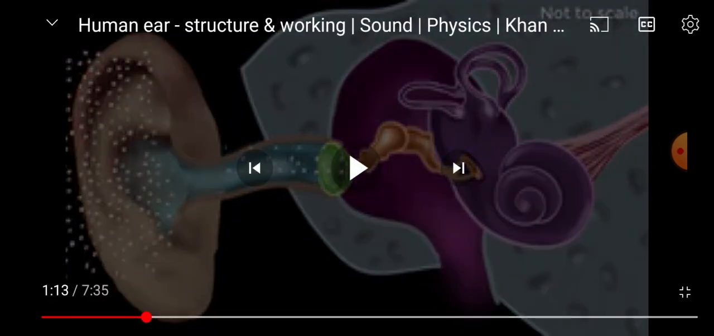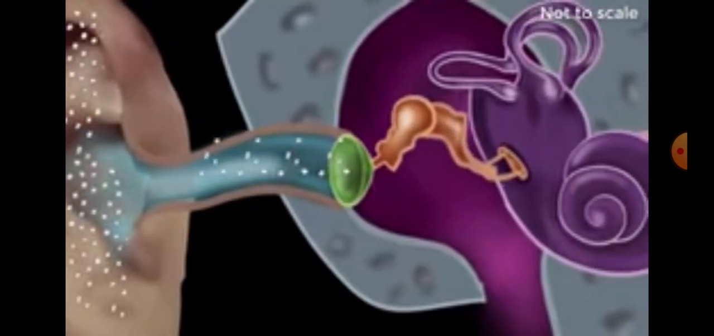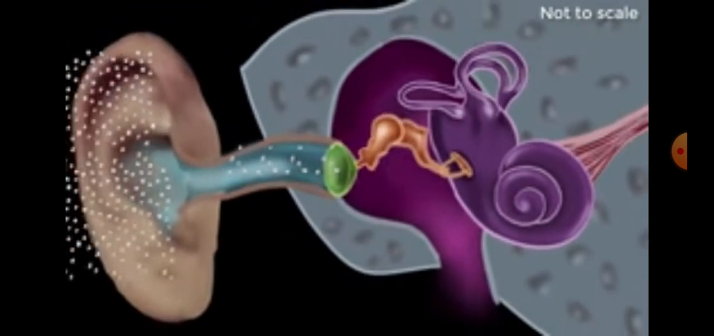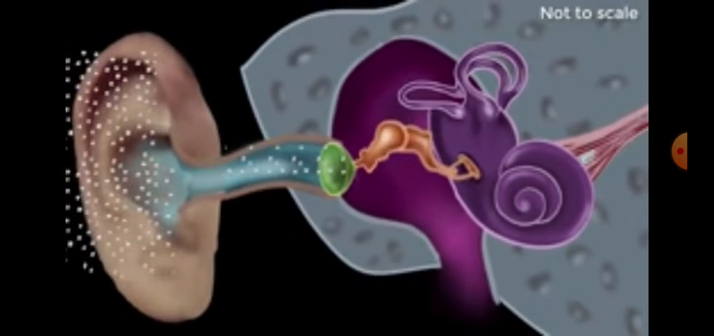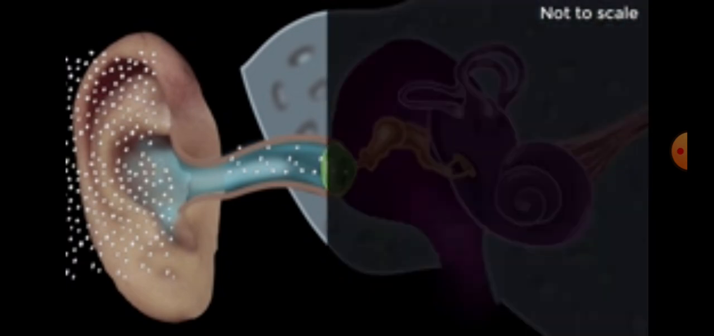So basically, what happens when sound comes? Sound enters through the external ear, then the eardrum vibrates, then all three structures in the middle ear will move, generating a sound which is detected by the inner ear, and then it is transmitted to the brain.